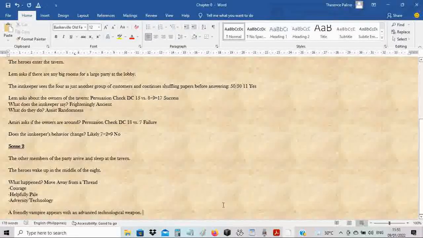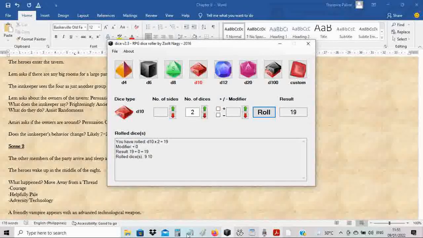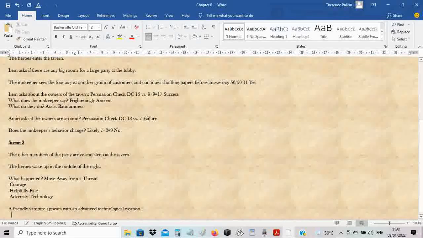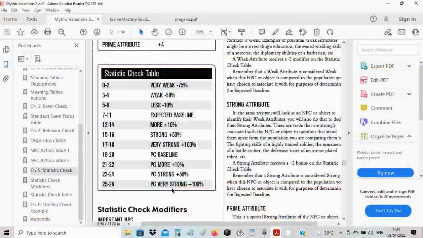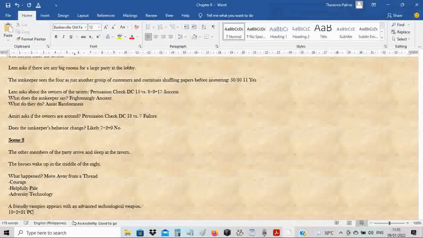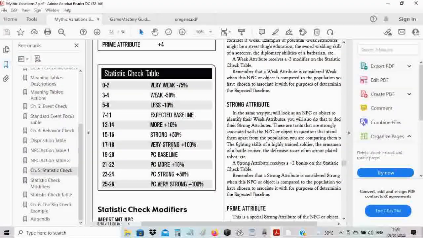PC, 19 +2. That equals 21. And so what do we expect this character to be? He's 10% stronger than most of our player characters. Well, that's expected of a vampire. So that's how it works, guys.